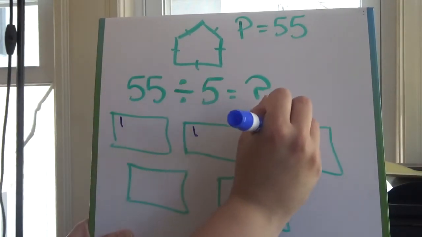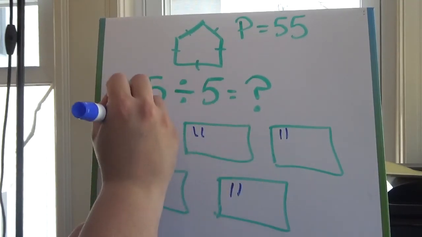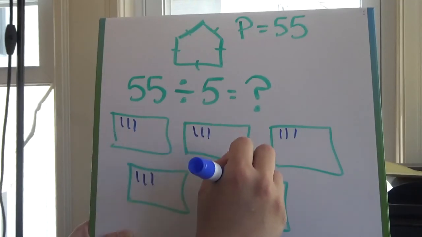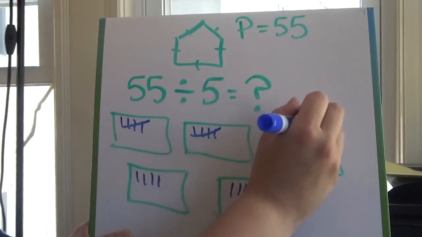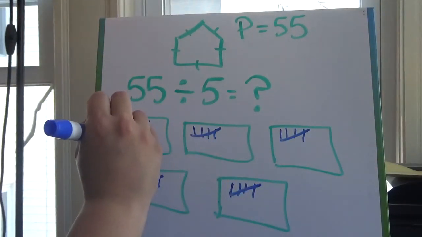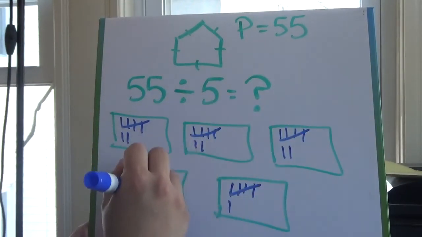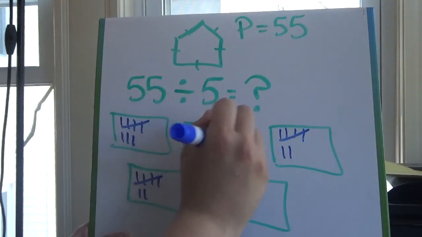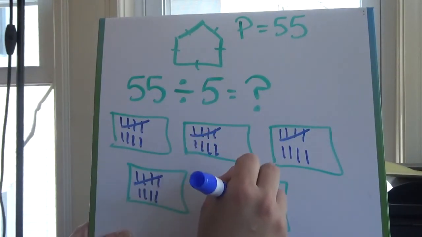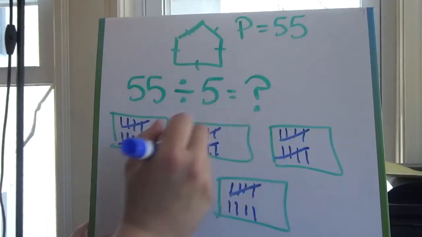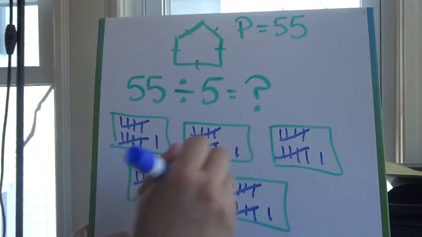So 1, 2, 3, 4, 5, 6, 7, 8, 9, 10, 11, 12, 13, 14, 15, 16, 17, 18, 19, 20, 21, 22, 23, 24, 25, 26, 27, 28, 29, 30, 31, 32, 33, 34, 35, 36, 37, 38, 39, 40, 41, 42, 43, 44, 45, 46, 47, 48, 49, 50, 51, 52, 53, 54, 55.